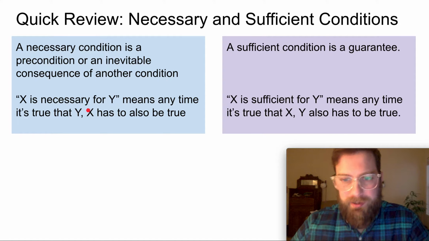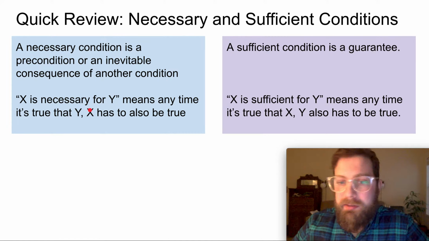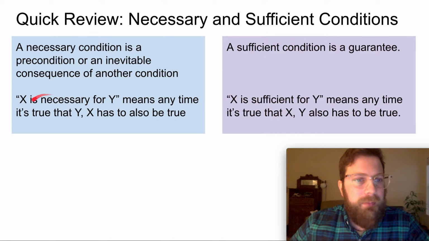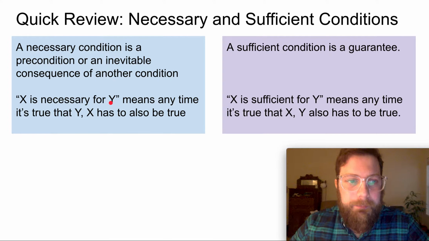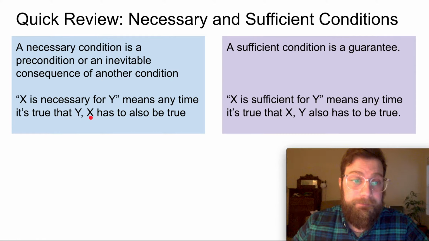We could do other conditions as well, right? It might be, let's see, death is a necessary consequence of falling from the top story of the Empire State Building, which means that anytime you fall from the top of the Empire State Building, you're going to lose your life, right?